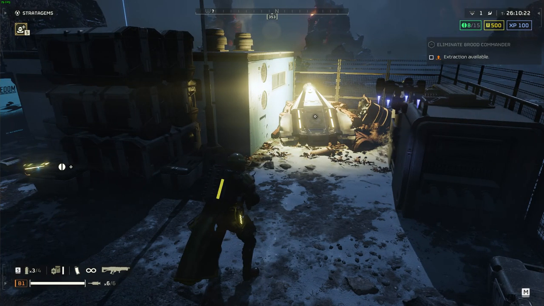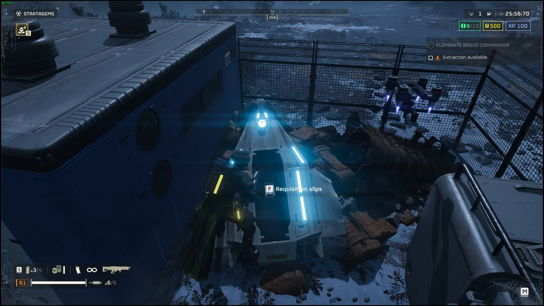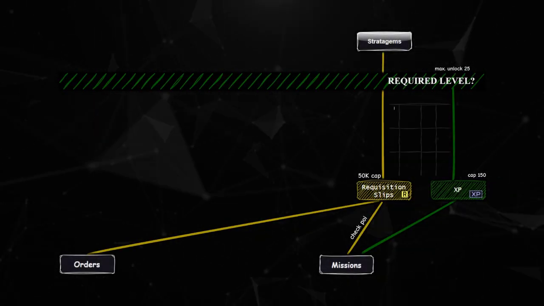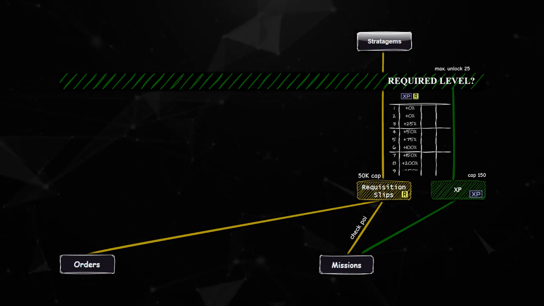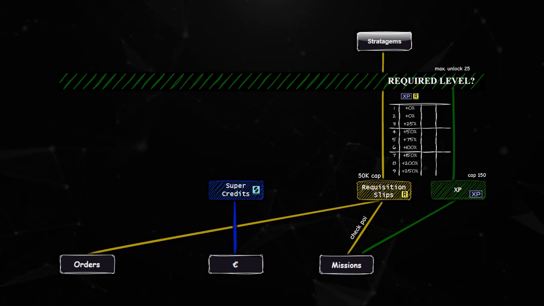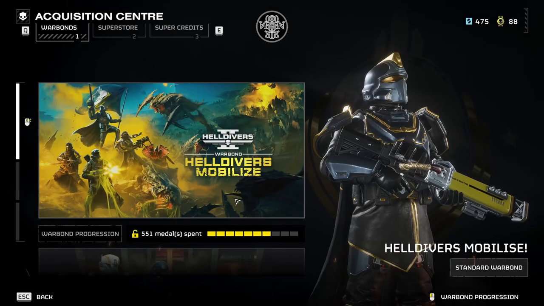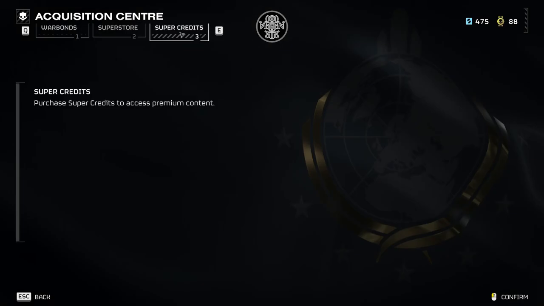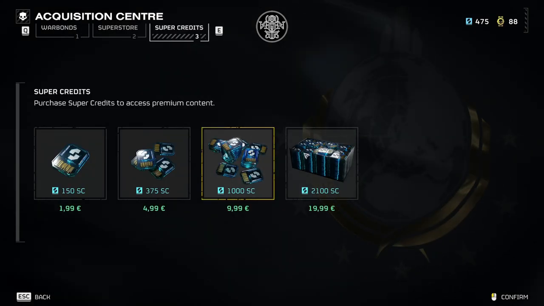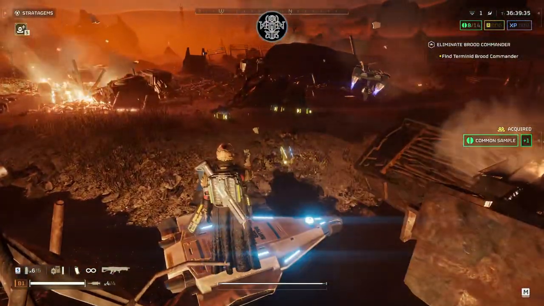You can sometimes find them at points of interest in missions, and they have a 50k cap. Harder missions grant increasing bonuses on completion. Super credits can be obtained via real currency in the acquisition center, default keybind R. Or via points of interest in missions at 10 per pop.